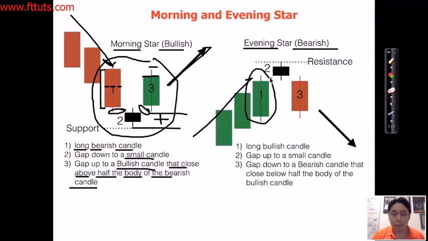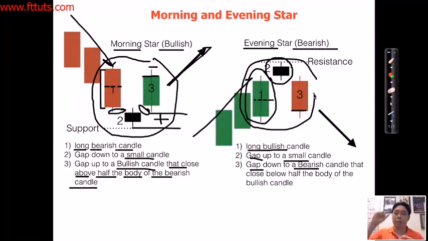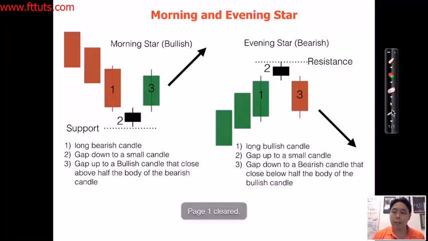And then it gaps up to a small candle, all right? So long bullish candle, gap up to a small candle, and then it gaps down to a bearish candle that again should close below the 50% mark of the bullish candle. So when you see this combination of three candles, bullish candle, gap up, small candle, gap down, bearish candle, evening star, you can place a sell order over here with a stop loss either here or here. All right. So let's see how they appear on charts.